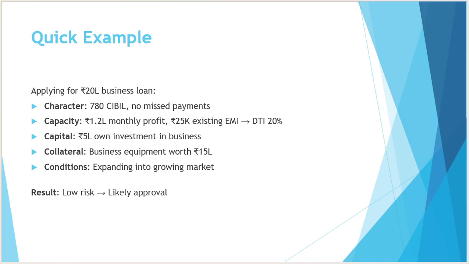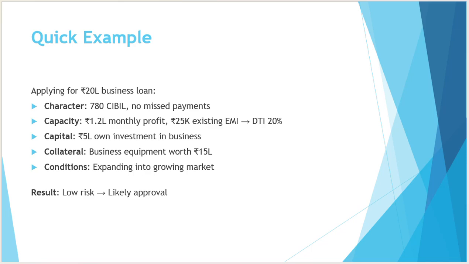Then the capital: 5 lakhs own investment in the business, that is, how much of your own capital you are going to invest in that business. Here we consider the debt to equity ratio, how much debt you want and how much of your own capital you are going to invest in that project. Suppose the business investment required is 20 lakhs and you have 5 lakhs, so it is a 25% own share. That's the capital.